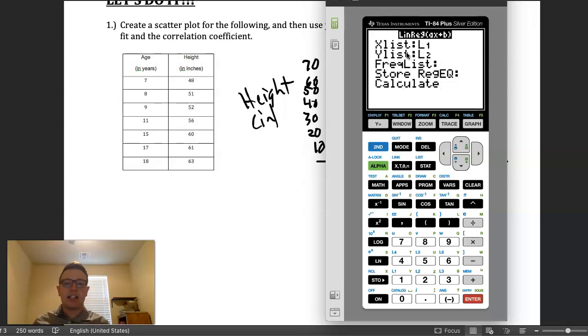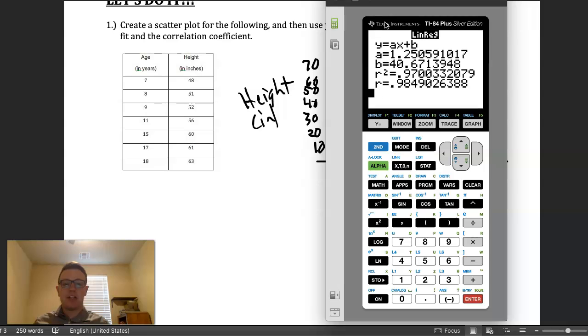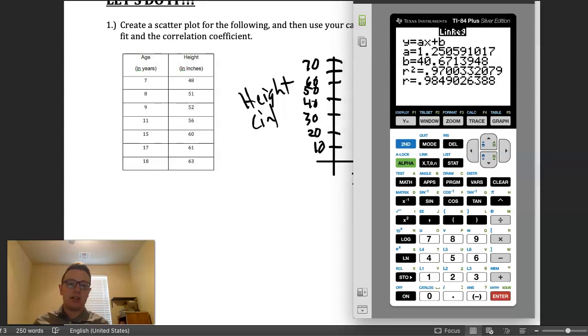Now you may get something like this, you may not. Either way, you should just be good to go through, press enter, enter, enter, and you'll get some information. It'll look like this. It'll say y is equal to ax plus b. And it'll say, well, a is this, b is this. We have r squared, which we're not going to worry about. But hey, there's r.